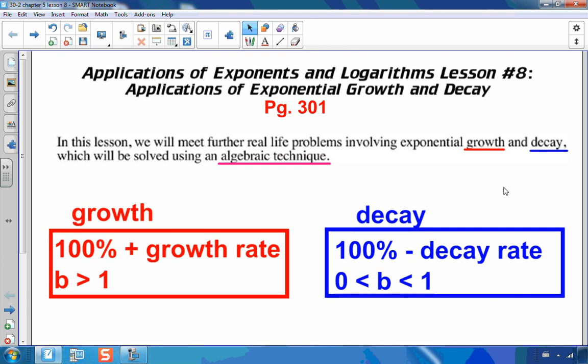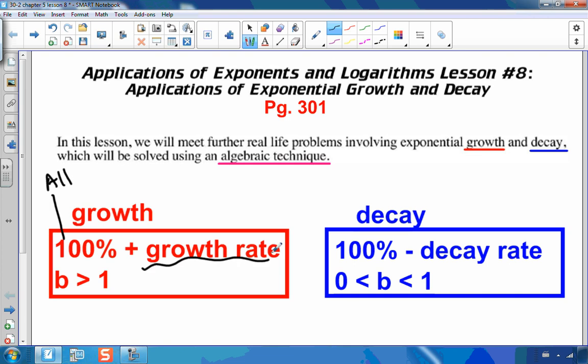So let's talk about growth first. Growth is something that is increasing. So we're going to have 100%, which just means all, plus whatever my growth rate is. This is my increase amount. And so when I add those together, I'm going to get a number that's bigger than 100%, which means my base will be bigger than 1. Remember, bases are always as decimals, not as percentages.